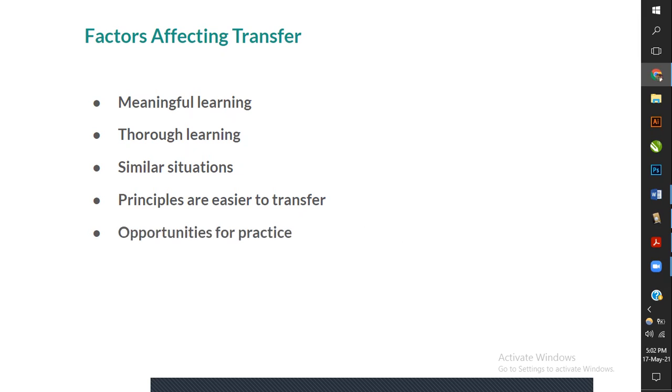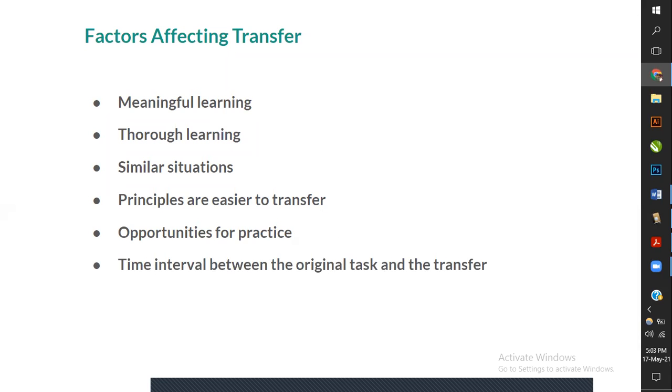Opportunities for practice. If I engage in a new task and I just do it once, I may not always do transfer effectively. Even if I have everything in my possession, I may be distracted, or it may be a bad day for me. And if I have multiple opportunities to practice that same new skill, I have more possibilities of transferring my old knowledge to that new skill.